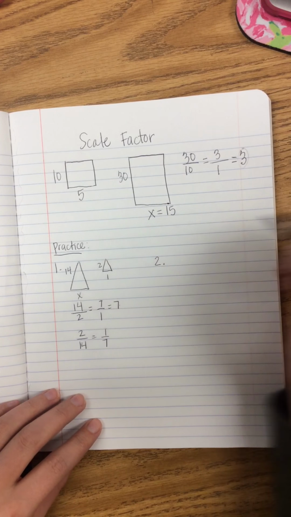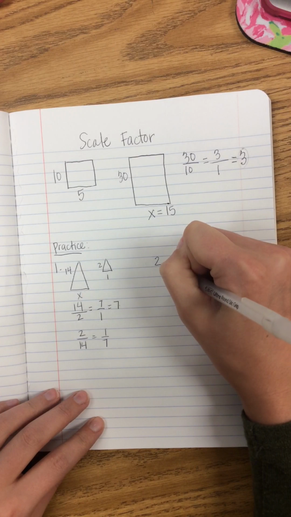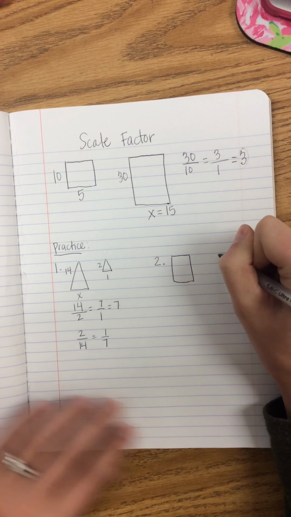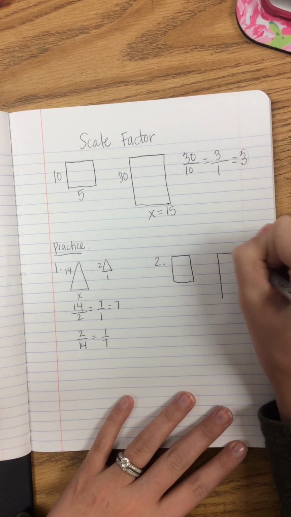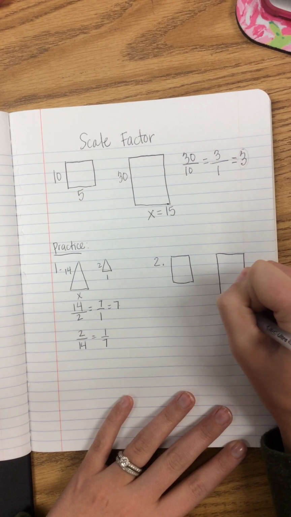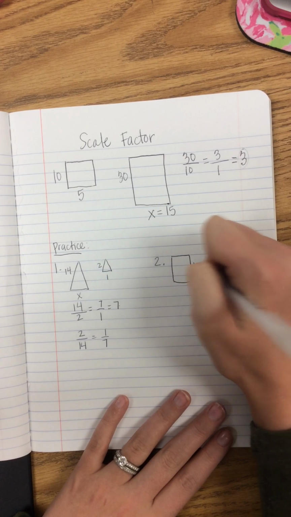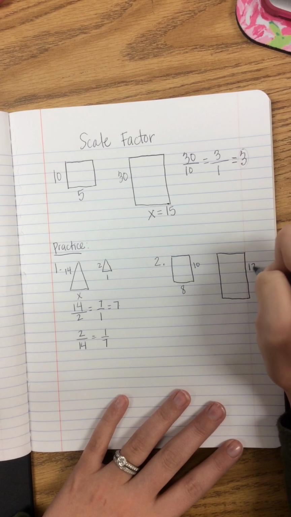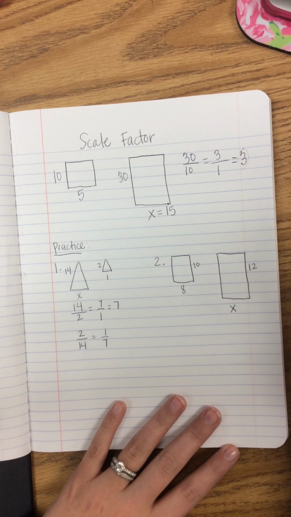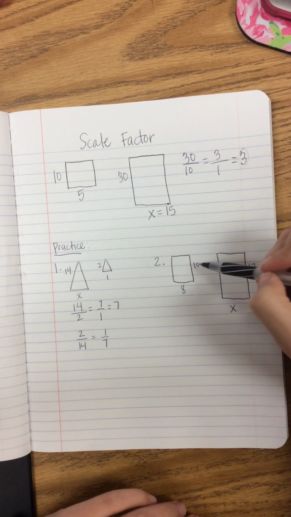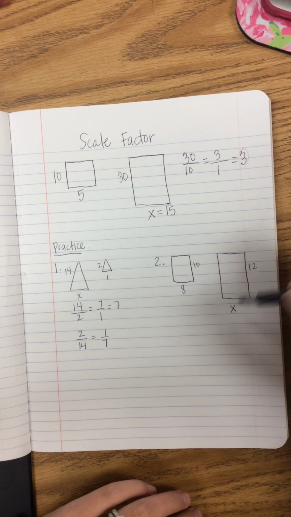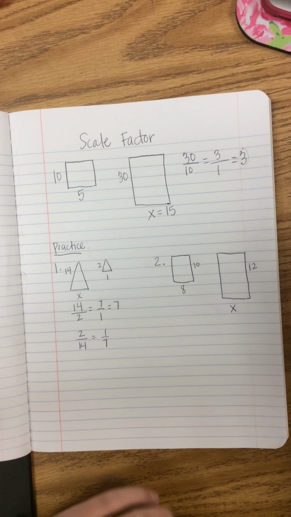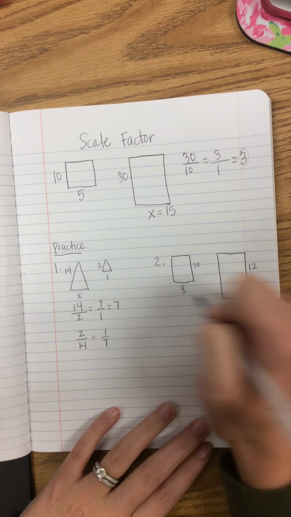Let's try another one. We're going to do another with rectangles. A smaller rectangle and a larger rectangle. This side length is 10. This side length is 8. This one is 12, and we'll say this one's x. So now we can't really tell what the scale factor is as easily. This is where you would need to, for sure, write your ratio.